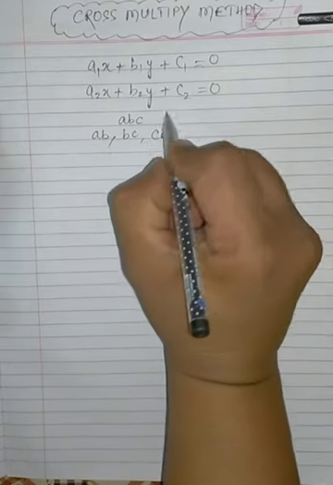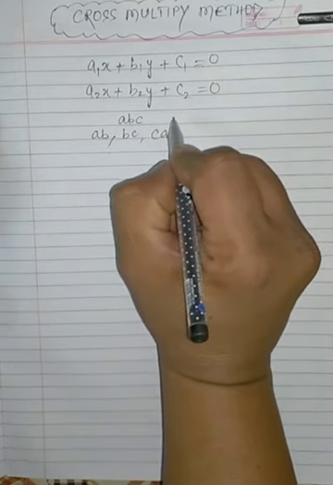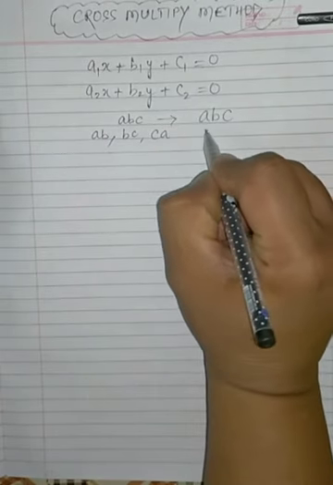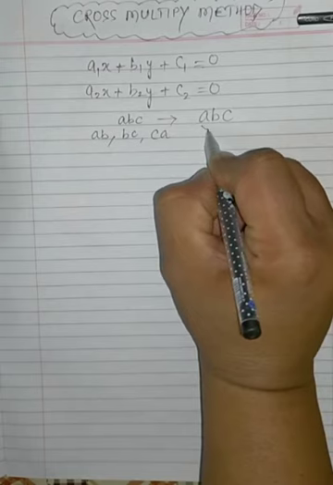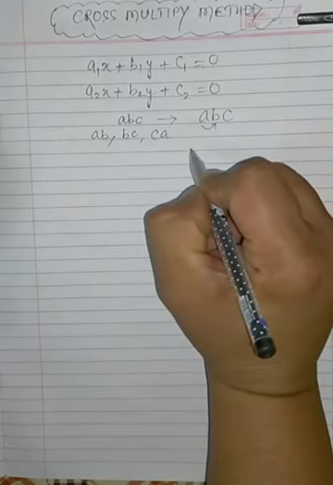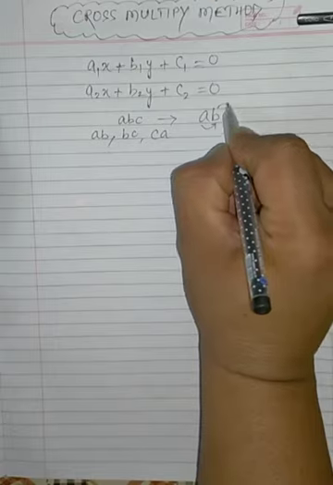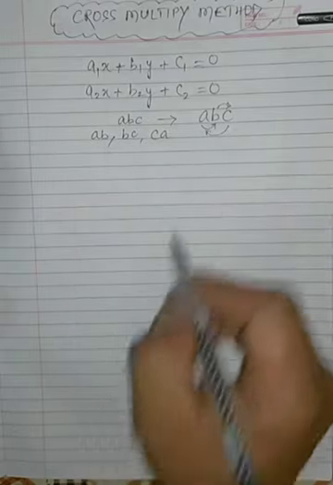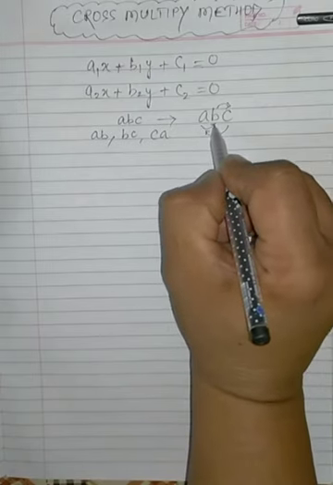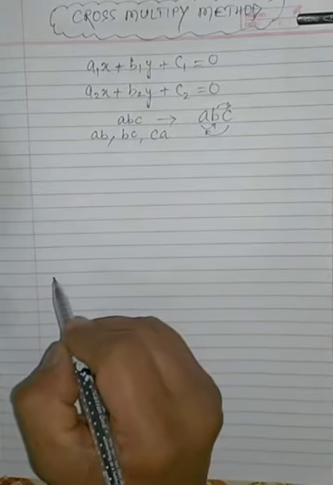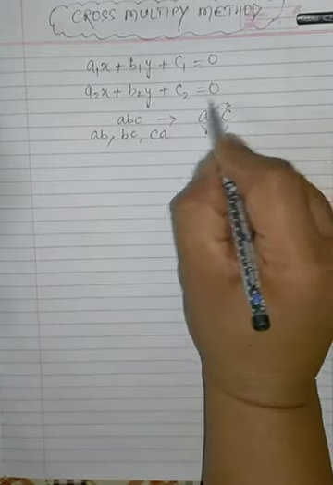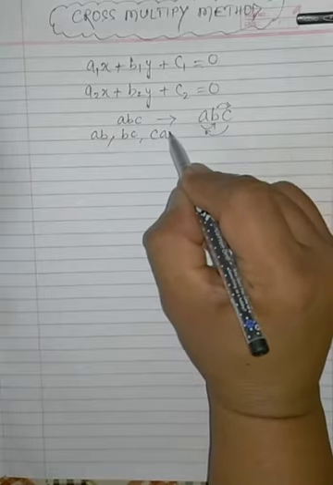So to memorize abc in order, you can see here, if we write a, b, c, then first we get a to b, then b to c, and then c to a. So it is a cyclic order: a to b, b to c, c to a. We are not going in reverse. Cyclic order. So this order we have to follow in the cross multiply method formula.